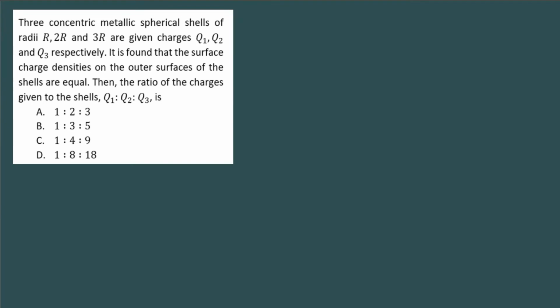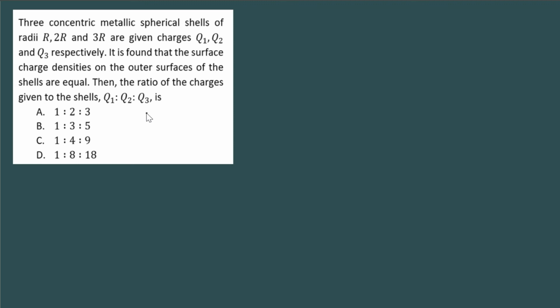Hello. In this problem, we have three concentric metal spherical shells. The radii are given, and the charges are Q1, Q2, and Q3. We are asked to find the ratio of these charges given that the surface charge densities on the outer surface of the shells are equal. Okay, so here we are looking at metal shells.